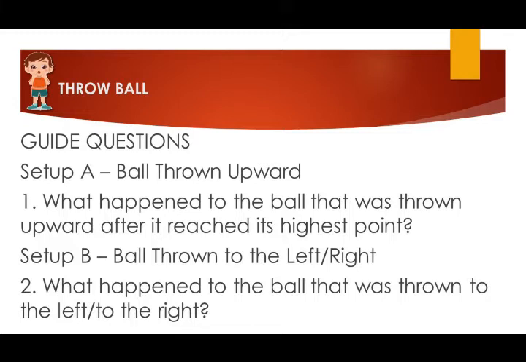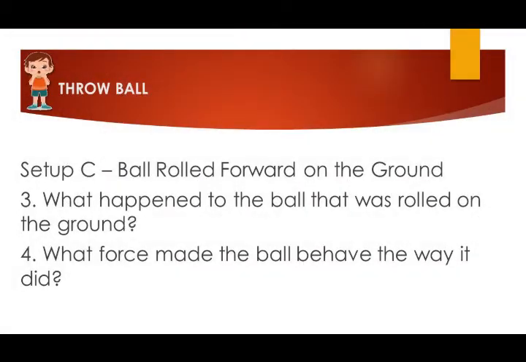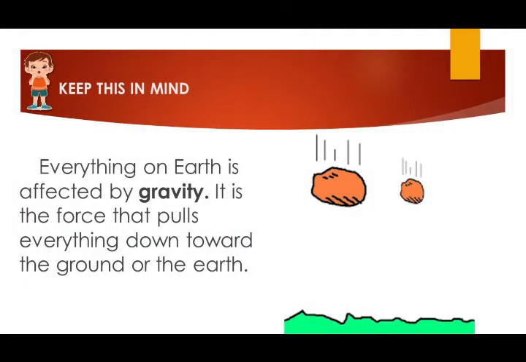Setup A. Ball thrown upward. Number 1. What happened to the ball that was thrown upward after it reached its highest point? Setup B. Ball thrown to the left and to the right. Number 2. What happened to the ball that was thrown to the left or to the right? Setup C. Ball rolled forward on the ground. Number 3. What happened to the ball that was rolled on the ground? Number 4. What force made the ball behave the way it did? Keep this in mind. Everything on Earth is affected by gravity.